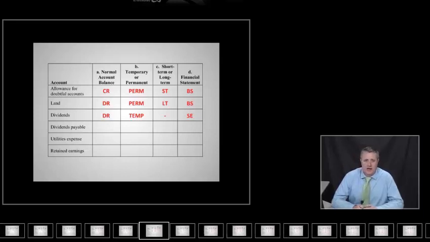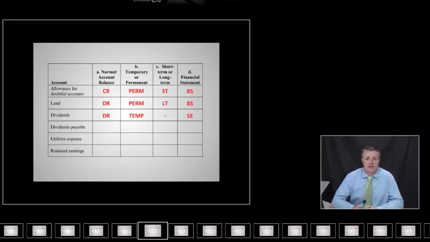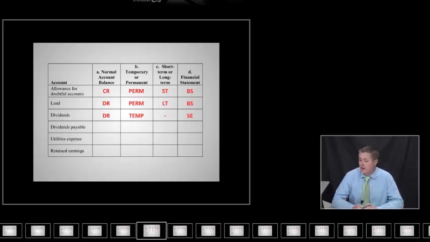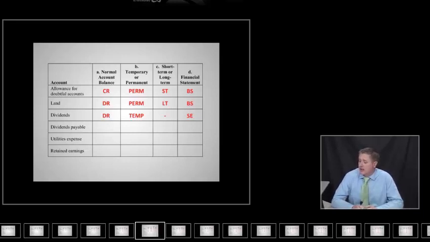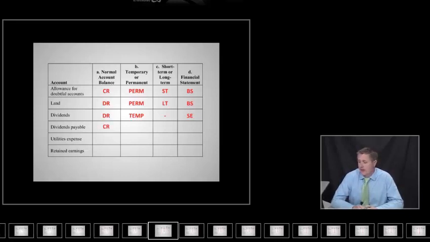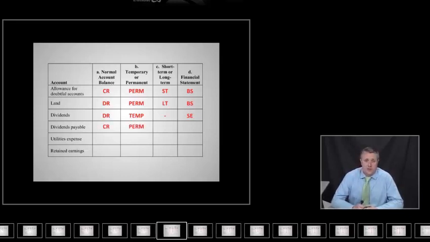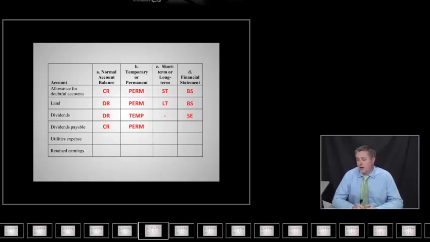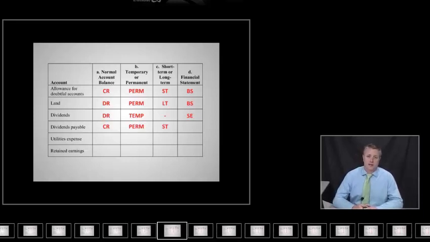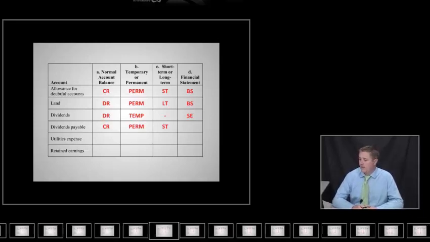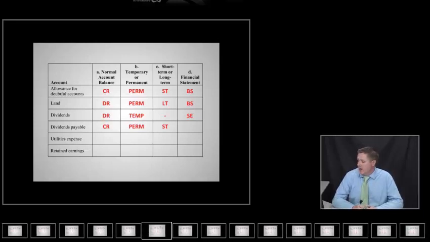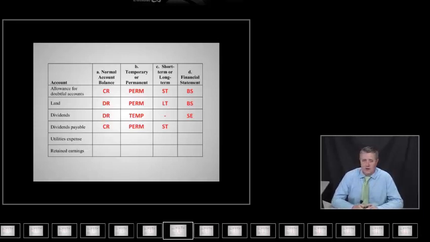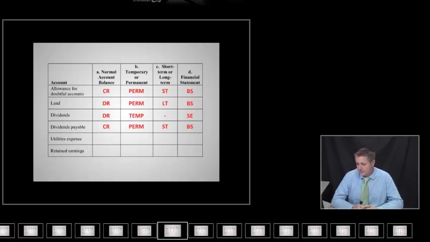All right, so our next account is dividends payable. Dividends payable is a liability account. It reflects dividends that have been promised but have yet to be paid. So like any liability, it has a normal credit balance. It is considered to be a permanent account, and it is generally regarded as short-term. It's reported as a current liability. Finally, dividends payable is going to be reported on the balance sheet.